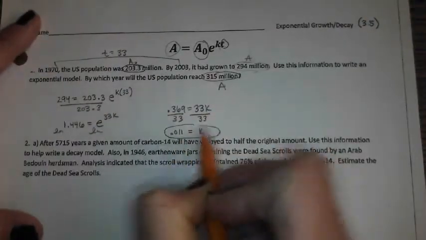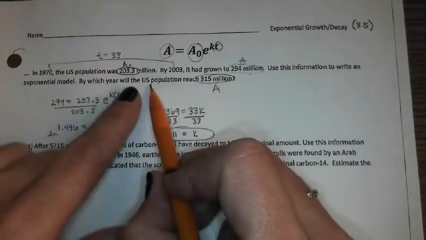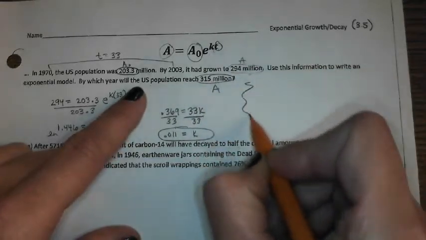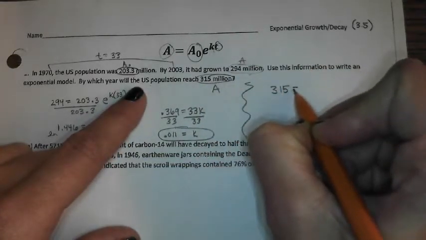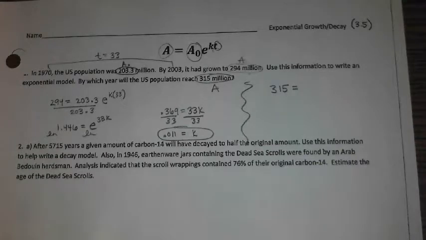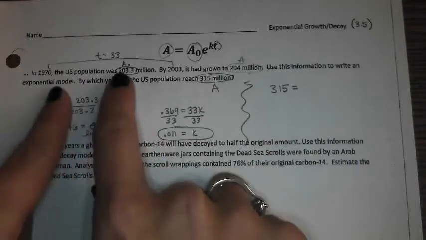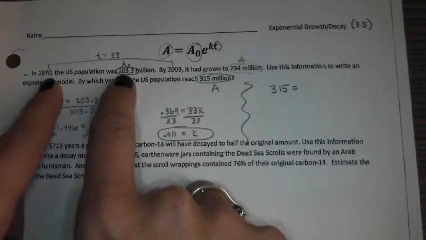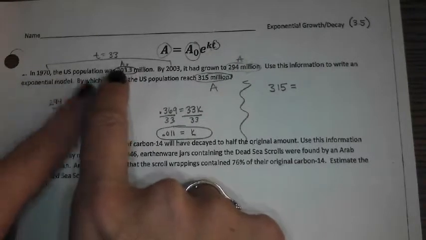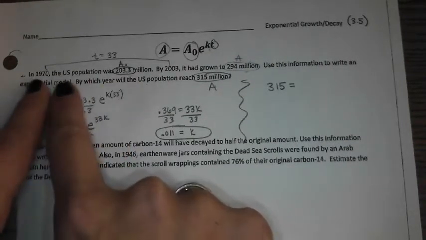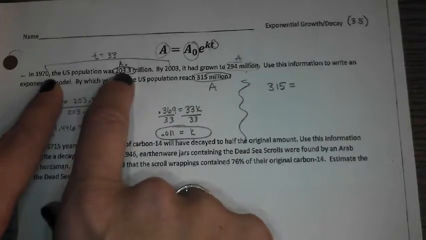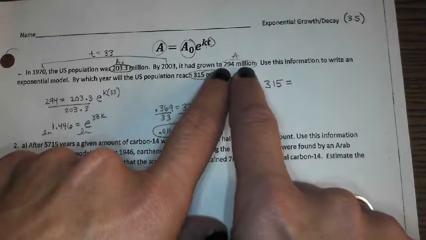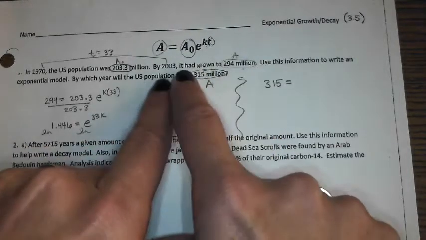So now that I know k, I can go back and answer this question. By which year will the U.S. population reach 315? So now that is the A value I'm looking to reach. Now here we have a decision. We can use a starting A sub 0 like we had before and use the 203.3. And so my t would be in years since 1970 if I use that one as my A sub 0. But you could also use this one as your A sub 0, and if you do that, then your t is going to be the number of years in reference to 2003.